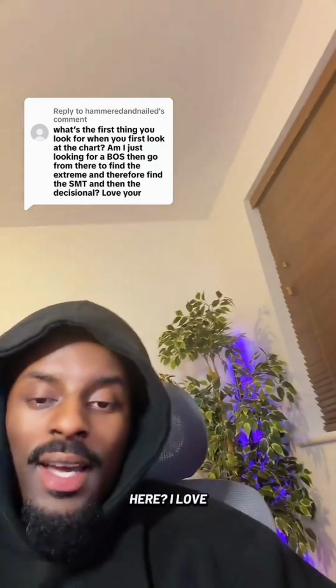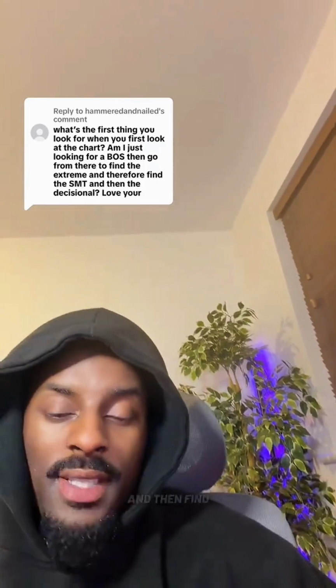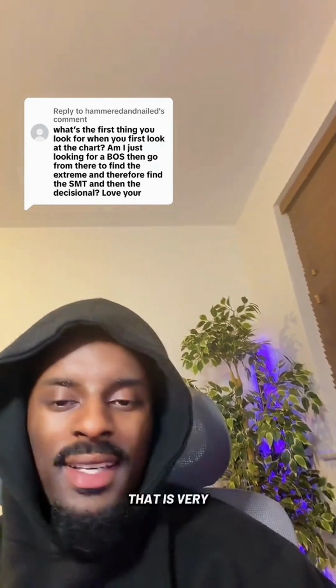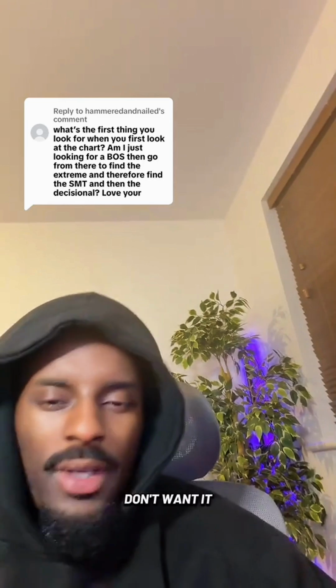See this question here? I love it. The reason I love it is because when I started trading, I used to think the same thing: find the BOS and then find the supply or demand zones that led to that. It's very easy, but it leads to a lot of losses. Sometimes you win, sometimes you lose. However, you don't want it to be that case.